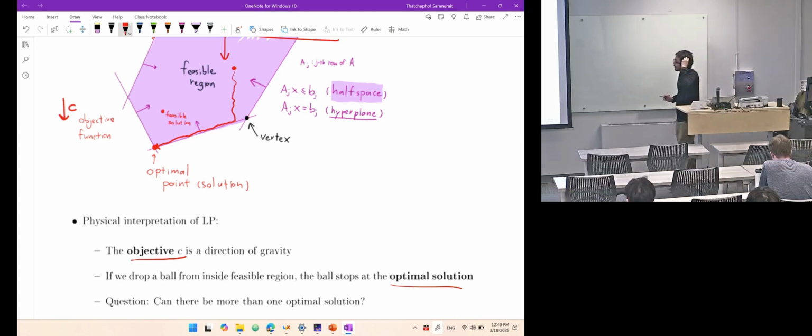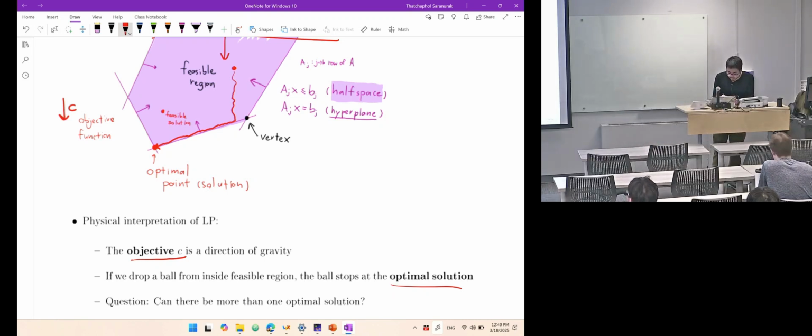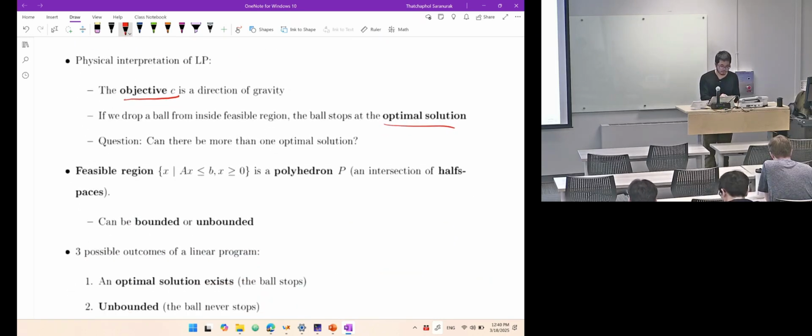Can there be more than one optimal solution? It can. For example, if there is another constraint like this, perpendicular to the objective function, then everything on this will be optimal. So the feasible region, this thing called a polyhedron, can be bounded or unbounded.